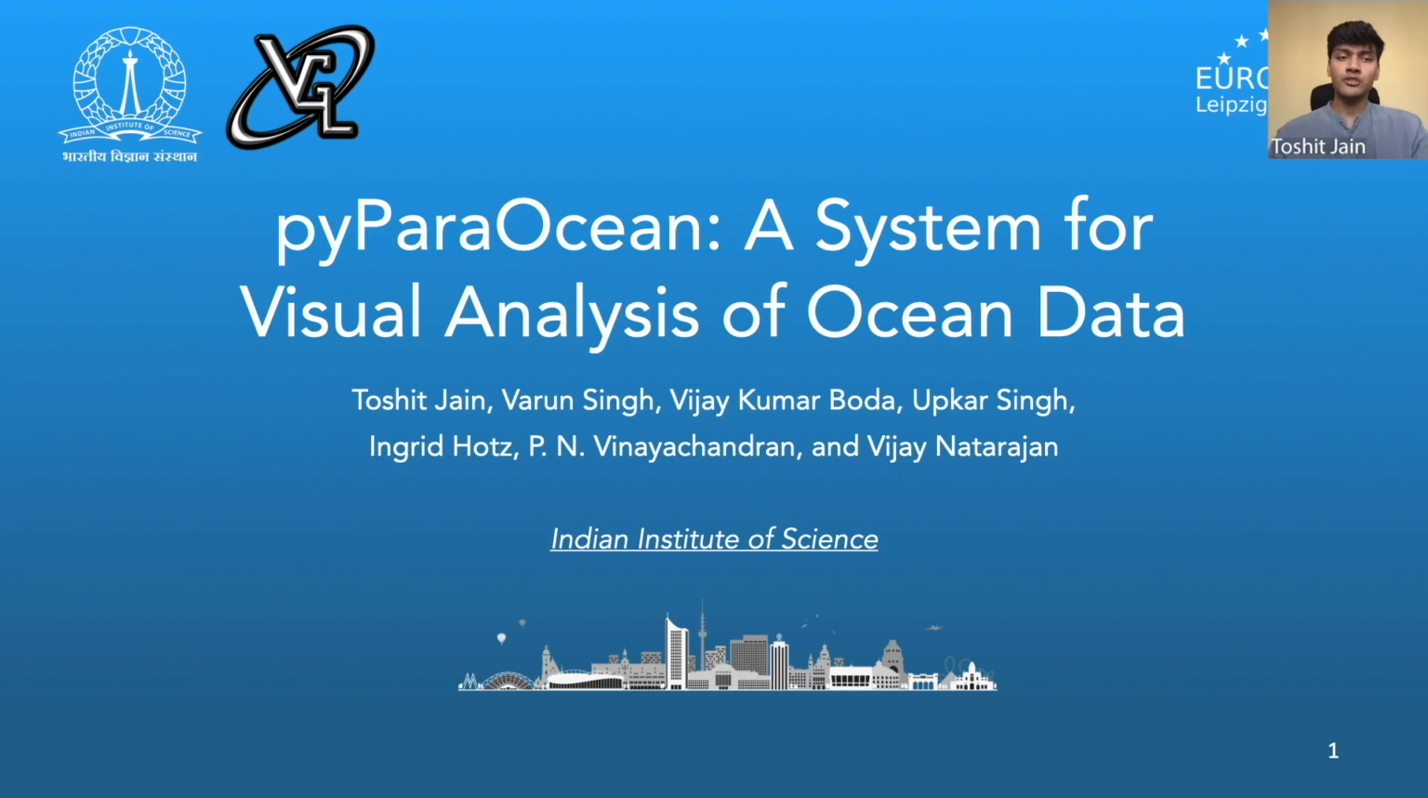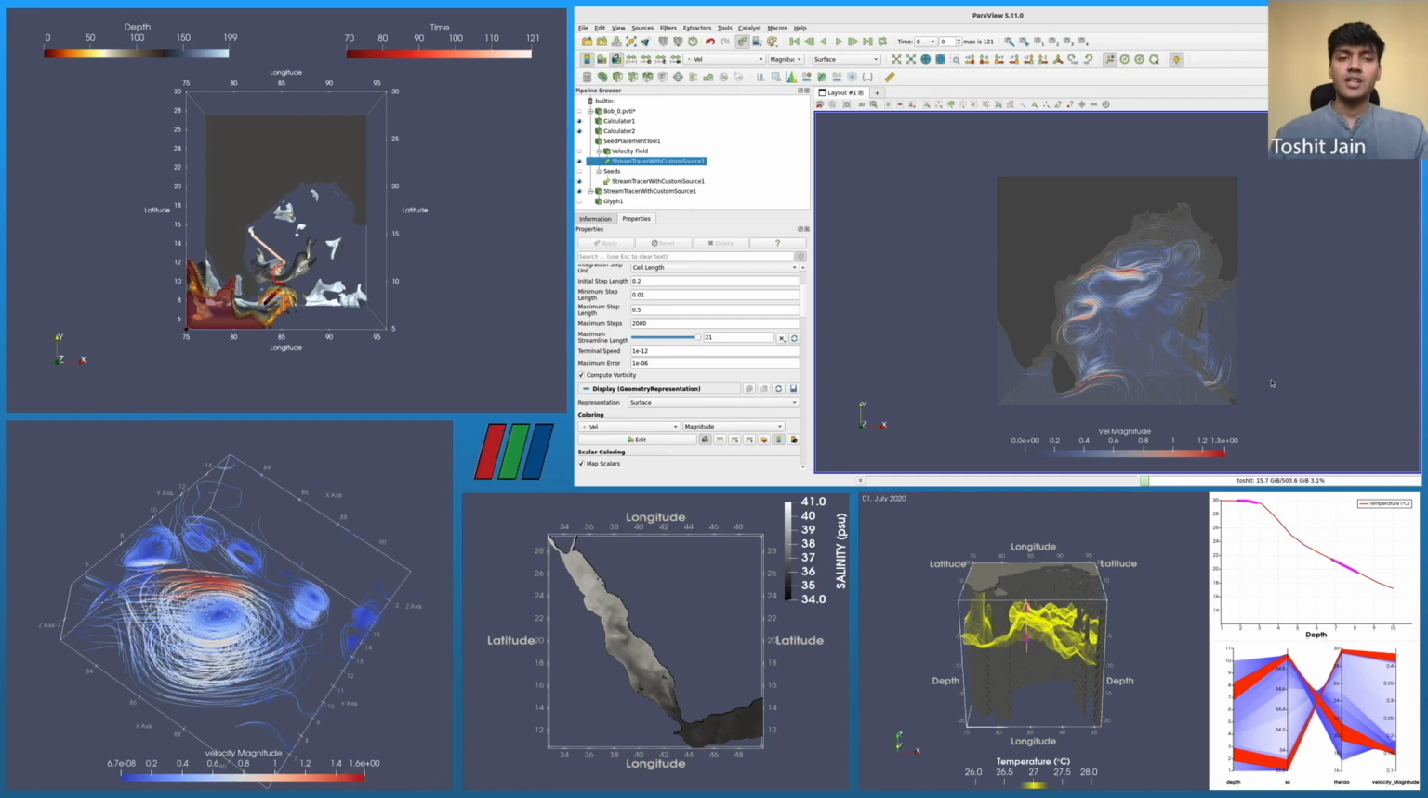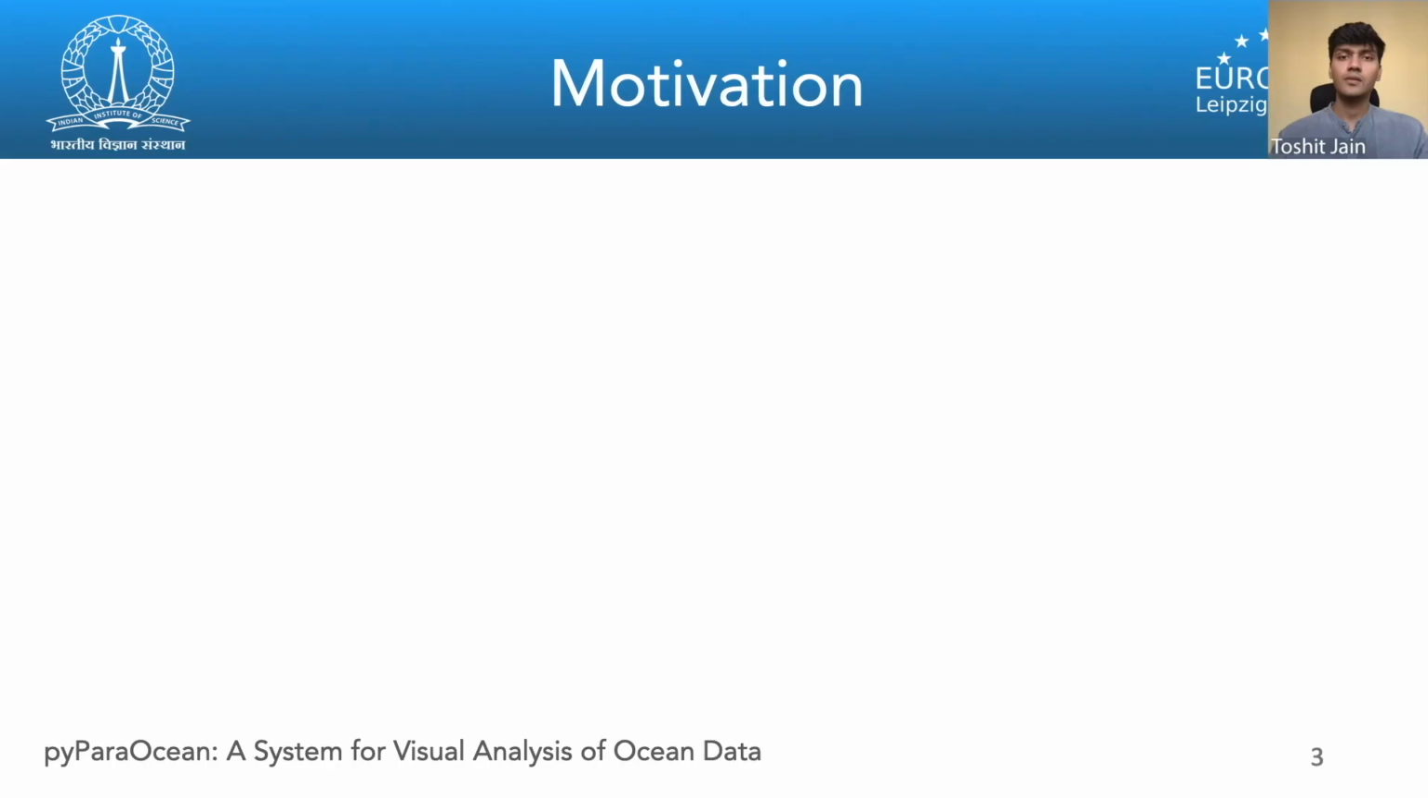In the field of oceanography, visual analysis has become an integral tool for exploring model simulations, detecting phenomena, and tracking dynamic processes. However, as data sizes continue to grow and multivariate dynamic data becomes more accessible, there's an increasing demand for scalable and flexible visualization tools. We present pyParaOcean, an extensible and scalable system for visualization and exploration of ocean data that aims to provide the right tools for comprehensive understanding of oceanic processes and phenomena.